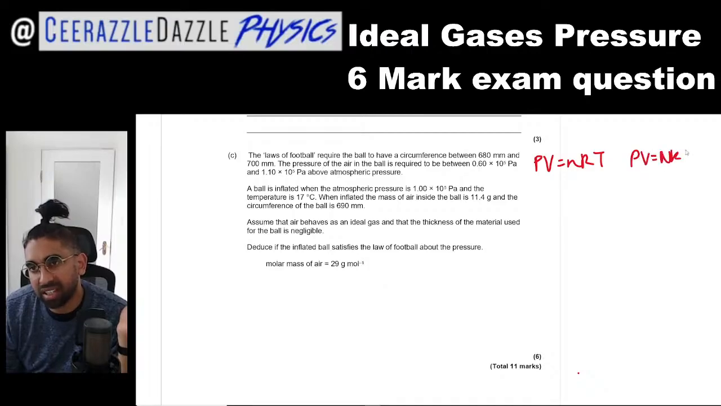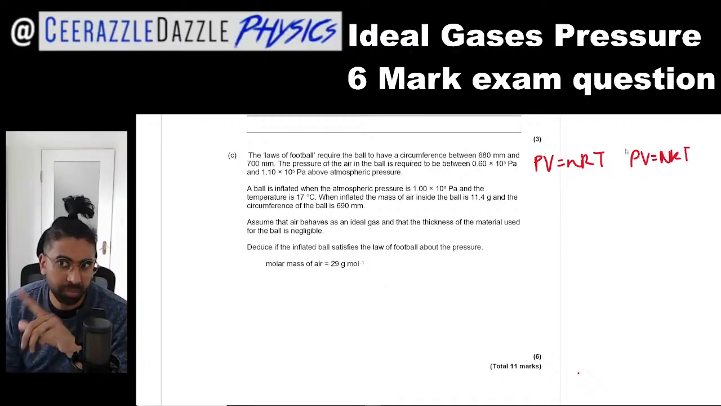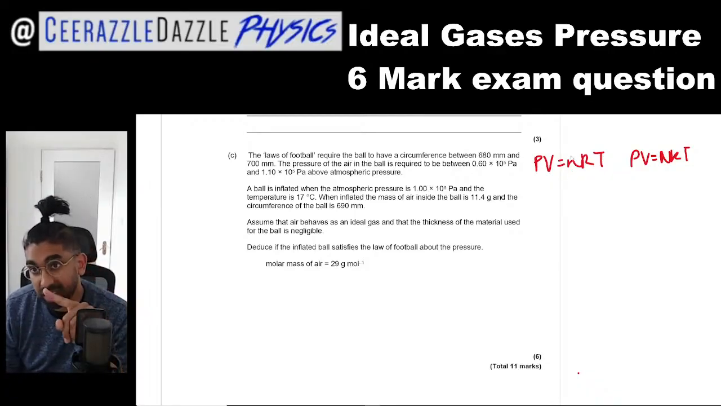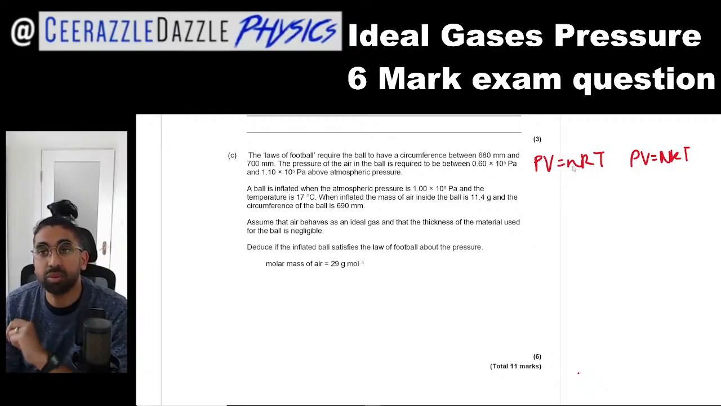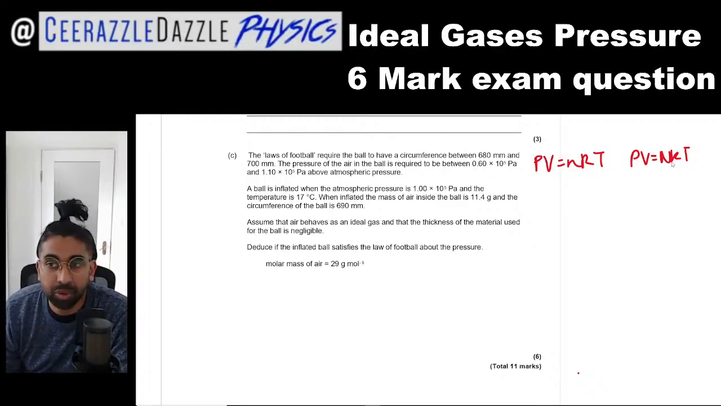to nKT. If you don't know what these formulas are, look in the description. I'll put my video link there which explains both of them. PV is equal to nRT and PV is equal to capital NKT. Lowercase n is the number of moles, capital N means the number of atoms or number of molecules here.